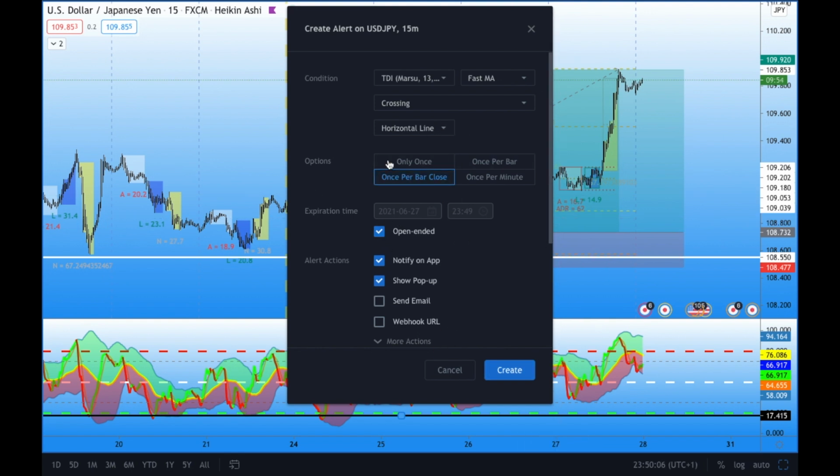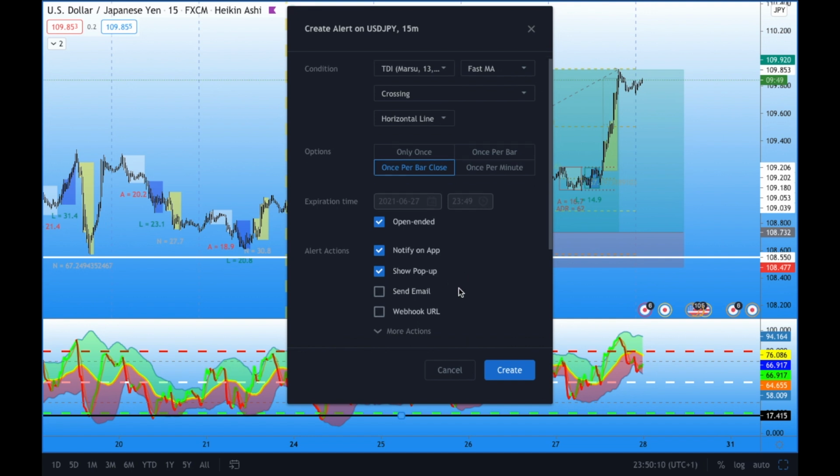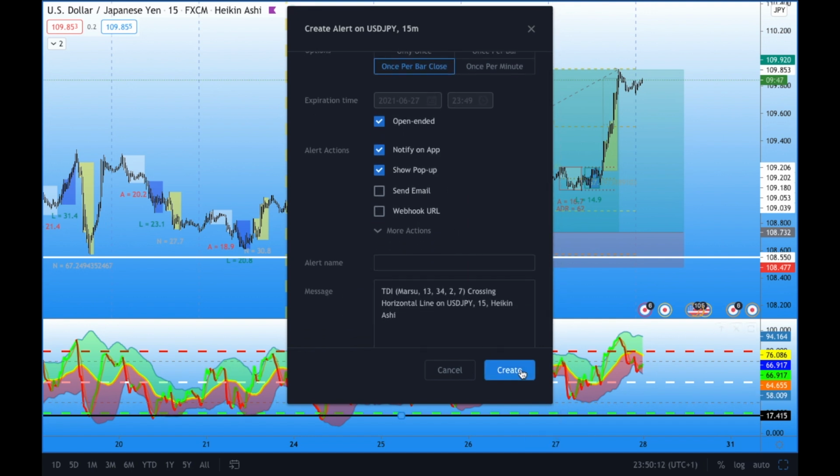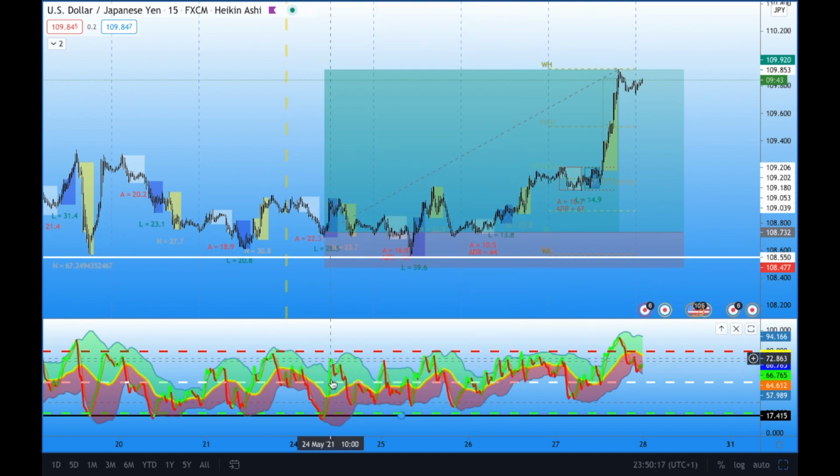It would always be on your alert system. And then you want to go to notify app and show pop-up. Then you want to go to create. So when the RSI crosses this level, you can see your alert popped up right there now.